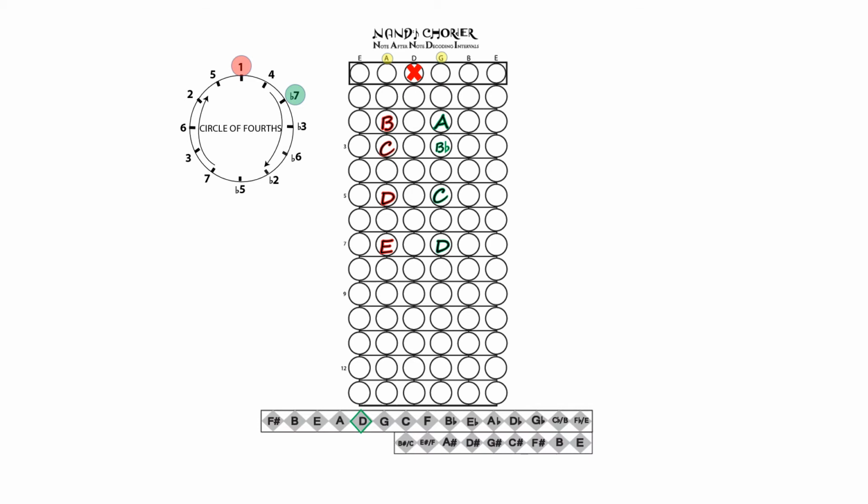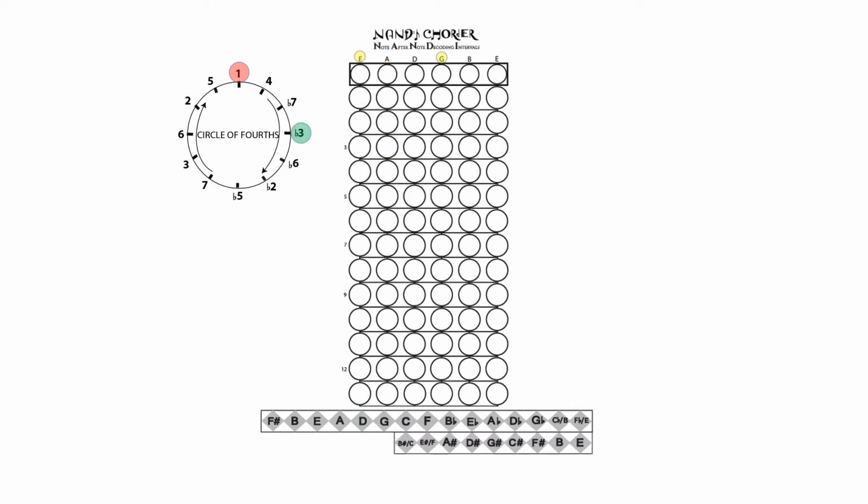On the circle, skipping 2 intervals after 1, we get to flat 3. If we know the names of notes on the low E string, we can skip the 2 strings and identify the notes on the G string as minor thirds. Notice that the open notes on the E and G strings are also separated by a minor third.